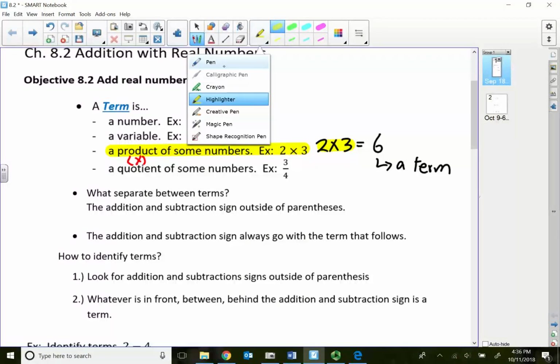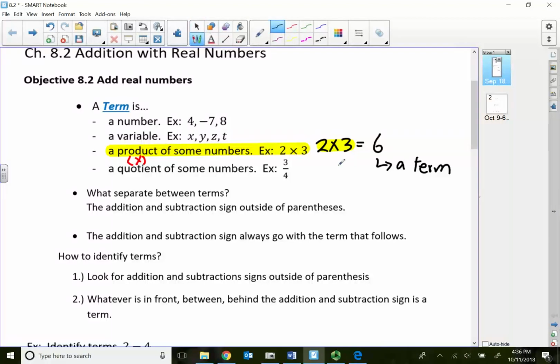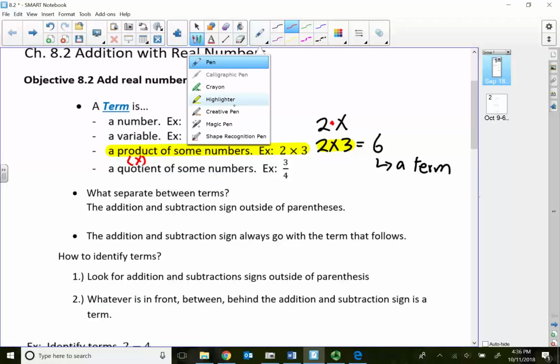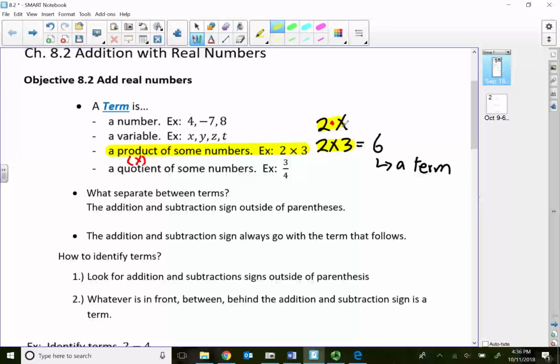Even though 2 times 3 is two different numbers, the multiplication sign between them makes them only one term. For another example, 2x. 2x means 2 times x. So multiplication between the 2 and the x only makes it one term. Individually, what do we call the 2? What do we call the x? We call them factors, just like 2 and 3 are the factors of 6. Individually they are not numbers or variables; within one term, we call them factors.